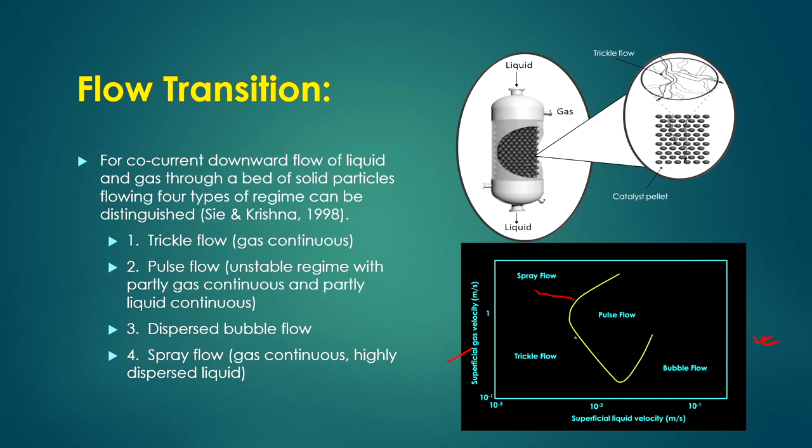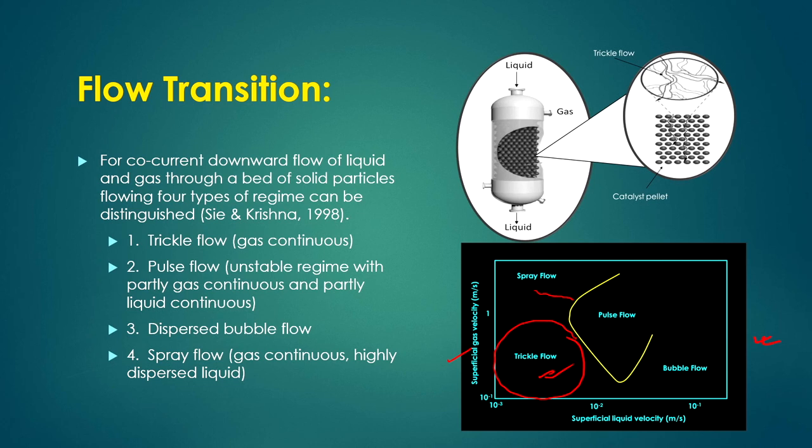So here this trickle flow regime will be shown in this region, where the superficial liquid velocity will be less than 10 to the power minus 2 meter per second, and the superficial gas velocity will be less than 1 meter per second. So within this range of superficial liquid velocity and gas velocity, you can expect trickle flow. And beyond this regime, that means superficial liquid velocity greater than 10 to the power minus 2 meter per second, you can expect bubble flow within this range of superficial gas velocity of 0 to 1 meter per second.